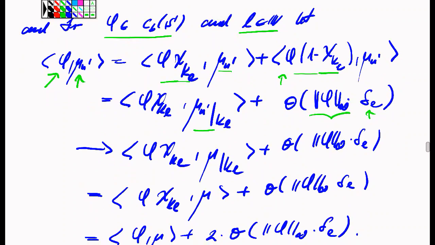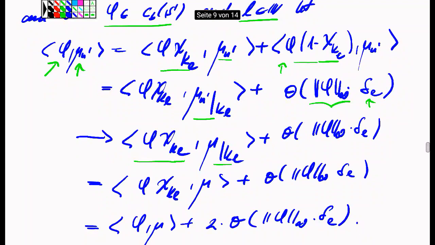So therefore this term here is bounded like this. And now for n prime tending to infinity, by the property that mu n prime converges when restricted to KL to mu L by this consistency, this converges to the integral of phi with the indicator of the compact set KL against the measure mu when restricted to KL.